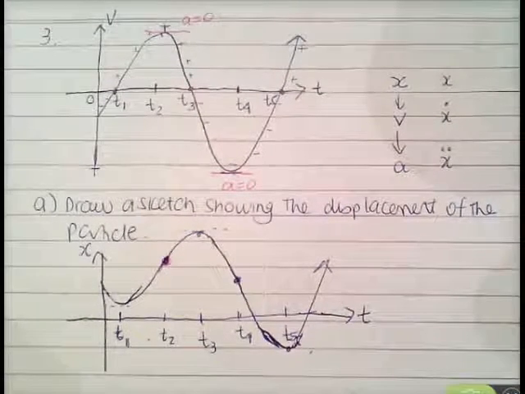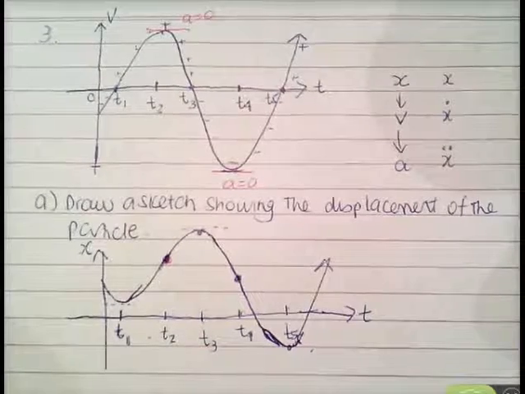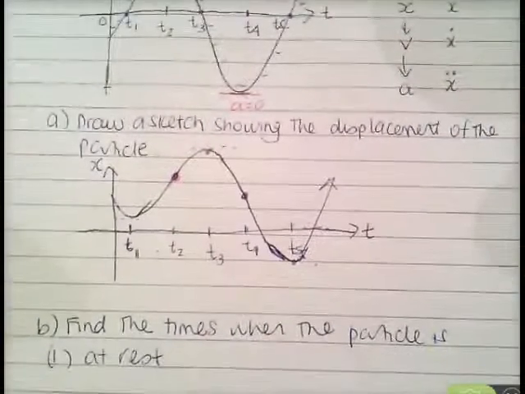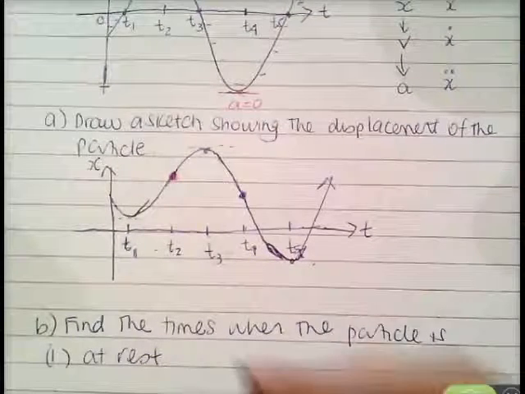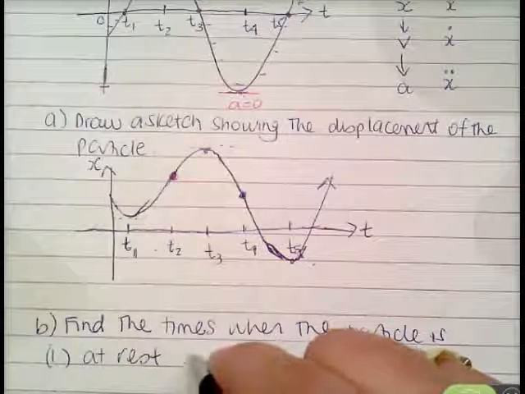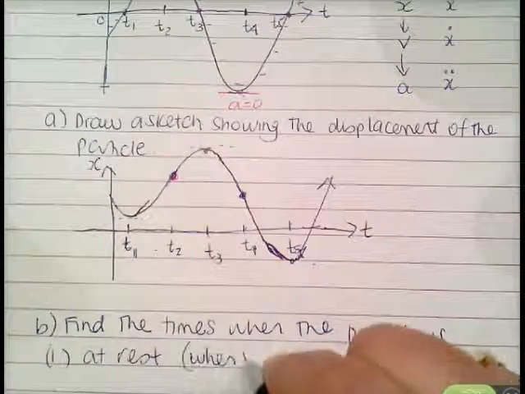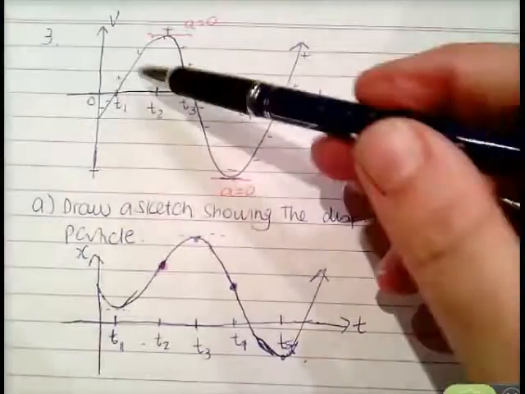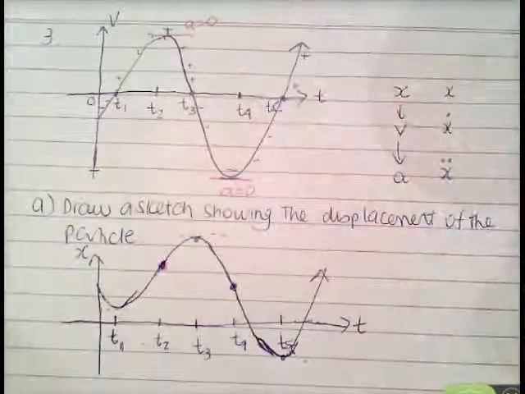All right, now let's answer the question. So we've drawn the sketch showing the displacement of the particle. Now, the next part of the question says, find the times when the particle is at rest. So the particle is at rest when v equals 0, and we can see when v equals 0 on this graph at t1, t3 and t5.